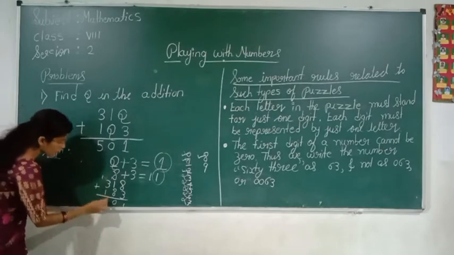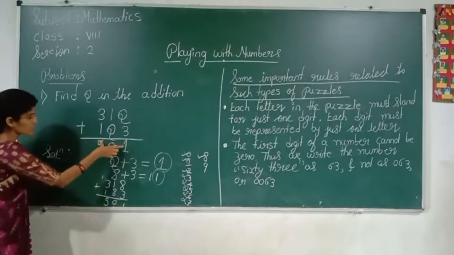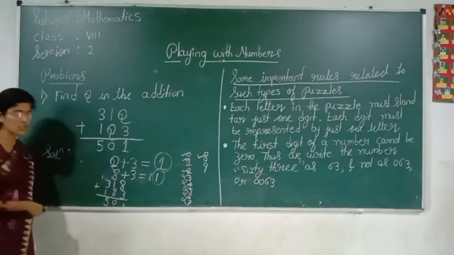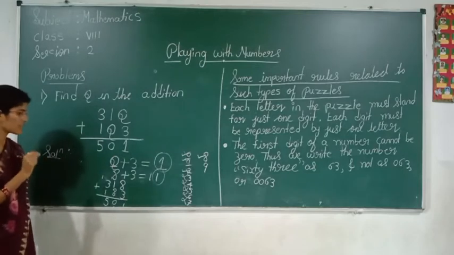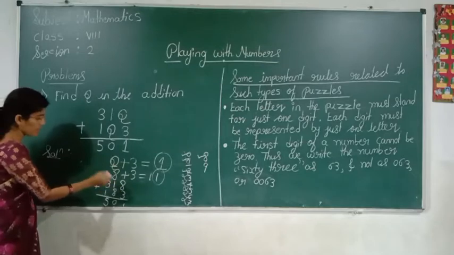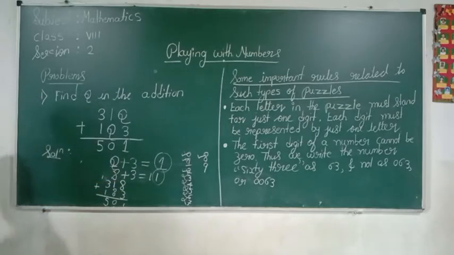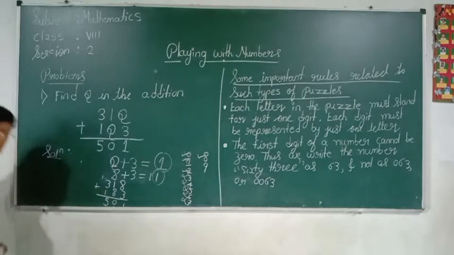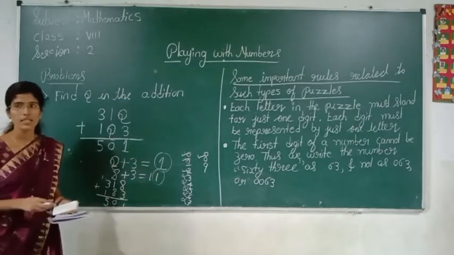3 1 8 plus 1 8 3 gives 5 0 1. See here, the puzzle's answer came out the same. Hence the q value is nothing but 8. Here the q value is 8.